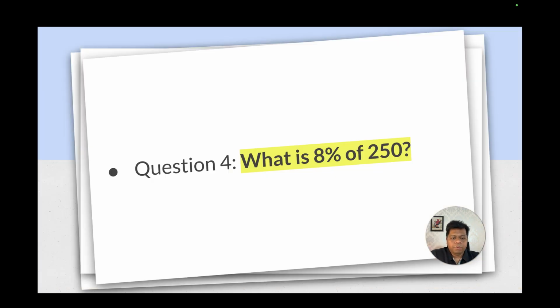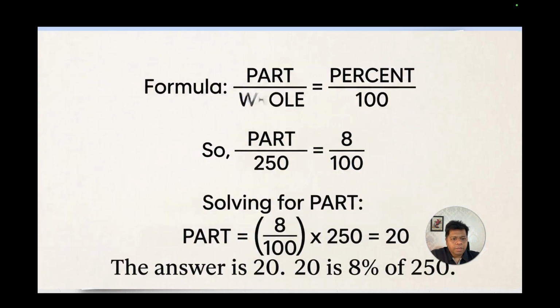Let's take question 4. What is 8% of 250? So percent 8 will come here, whole is 250, we need to find out the part. We can multiply both sides with 250, then part equals 8 by 100 times 250, 20. So the answer is 20. 20 is 8% of 250.